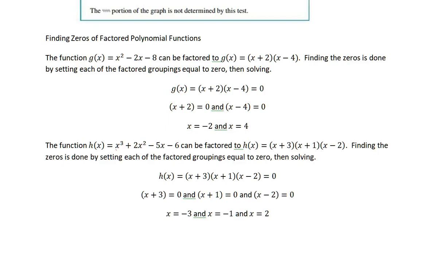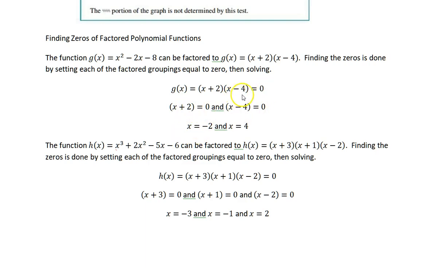Okay, so this is 4.1 Polynomials, Part 3. We're going to talk about finding zeros of factored polynomial functions. We are given a function here, x squared minus 2x minus 8, which factors to x plus 2 and x minus 4. Finding the zeros, all we do is take the factored form and set it equal to 0.